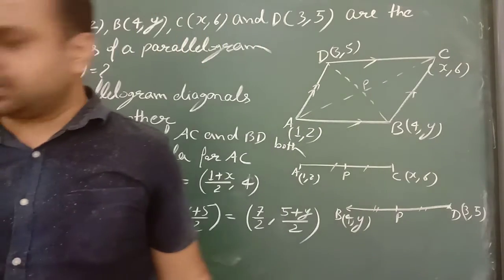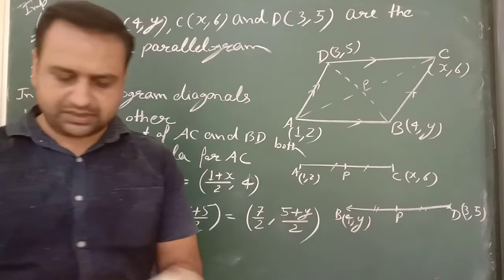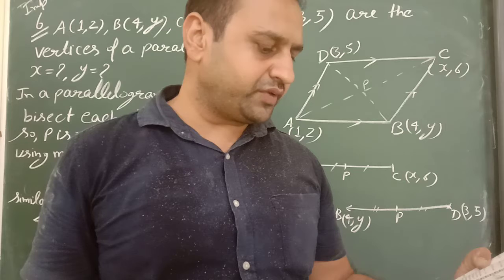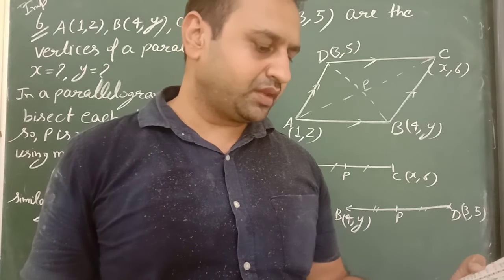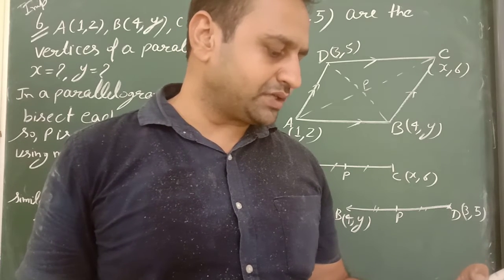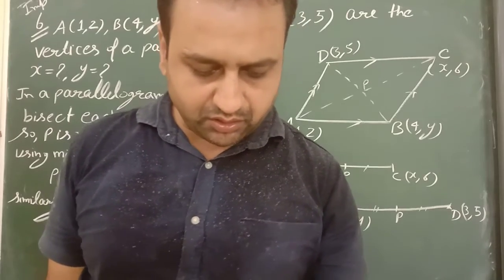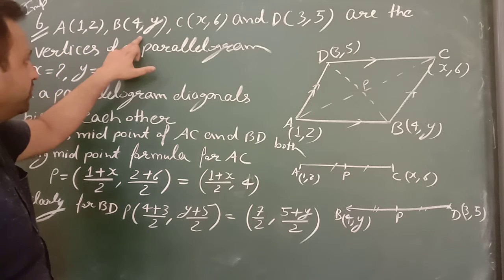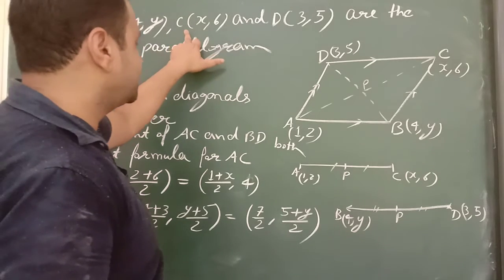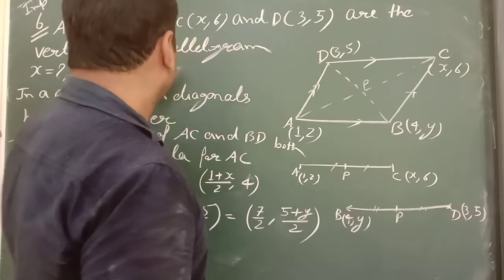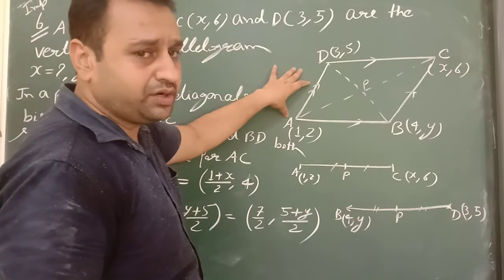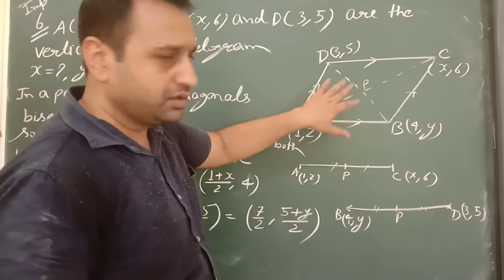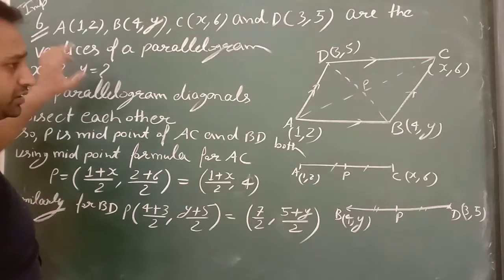Okay students, now question number 6. In question number 6, (1, 2), (4, y), (x, 6) and (3, 5) are the vertices of a parallelogram, taken in order. Find x and y. These are the coordinates of the vertices of a parallelogram. We suppose that (1, 2) is A, (4, y) is B, (x, 6) is C and (3, 5) is D. These are all vertices of a parallelogram. We draw a figure to represent it clearly. It is a parallelogram, and the question is very important.